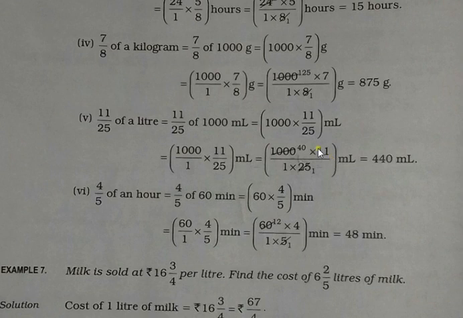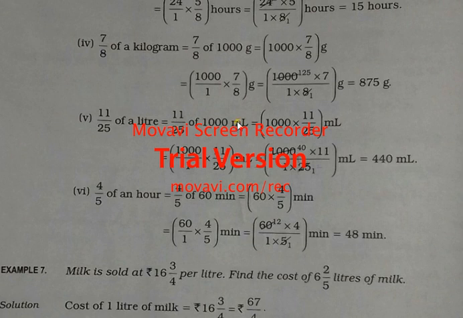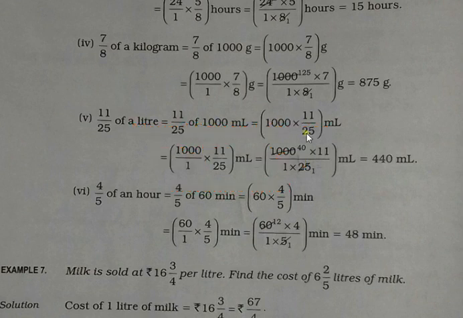As you can see, 11 by 25 of a liter has been written as 11 by 25 of 1000 ml. Why? Because in 1 liter there is 1000 ml. Okay. So now we multiply 1000 into 11 by 25 ml. Nothing is written below, that means there is 1. So 1000 by 1 into 11 by 25 ml, okay.